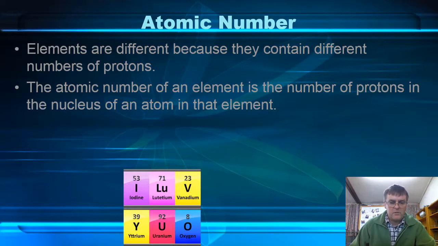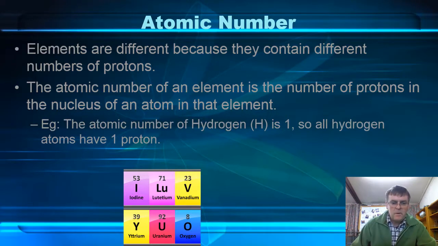For example, here are some elements on our periodic table. Iodine has 53 as its atomic number, therefore 53 protons. Lutetium, never heard of that before, has 71. Vanadium, I've heard of that as part of strong metals, an alloy. It's got 23. Here's oxygen, we need that one every day. That's got 8 protons in its nucleus.